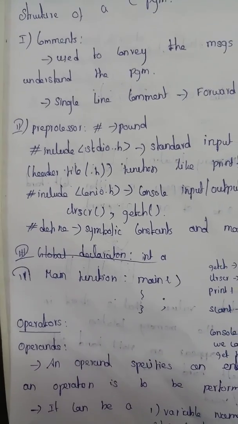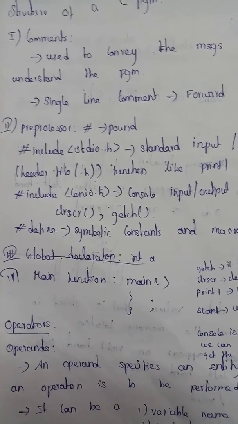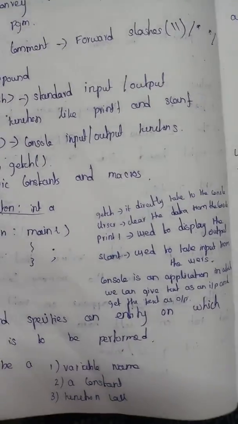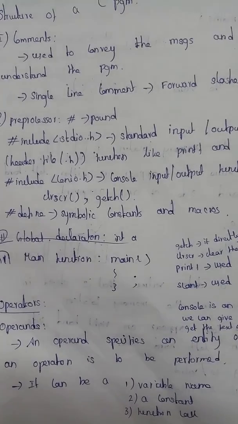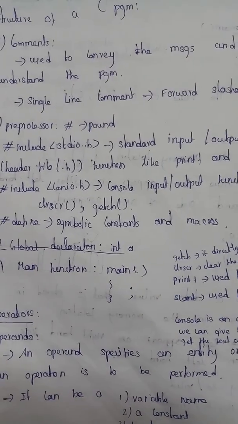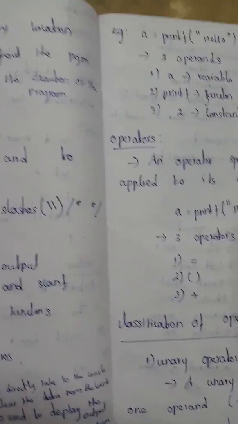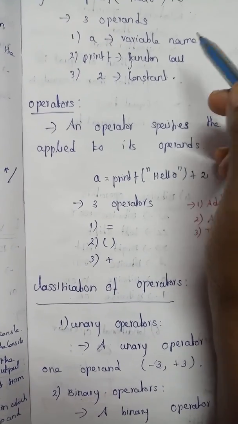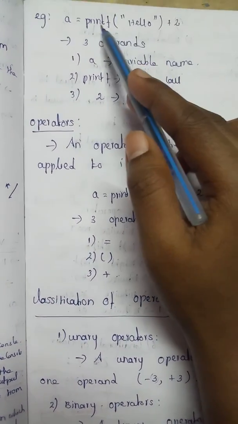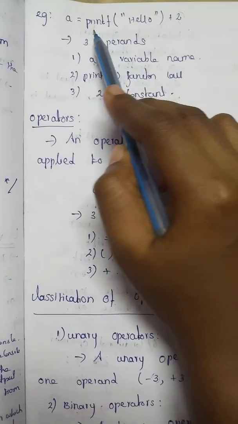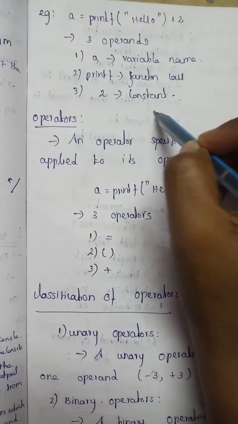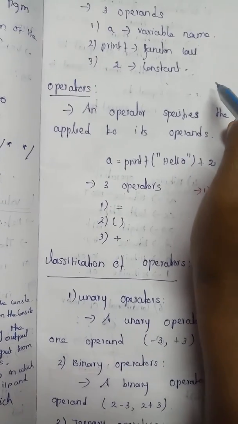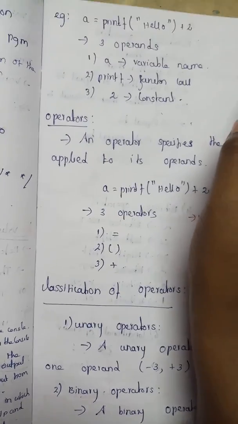Okay, the next one is operators. First one is operand. An operand specifies an entity on which an operation is to be performed. For example, here I am taking a = printf("hello") + 2. Here there are three operands. What are the operands? a is a variable name, printf is a function call, and 2 is a constant. So these are the operands here, not operators. Operands can be a variable name, a constant or a function call.